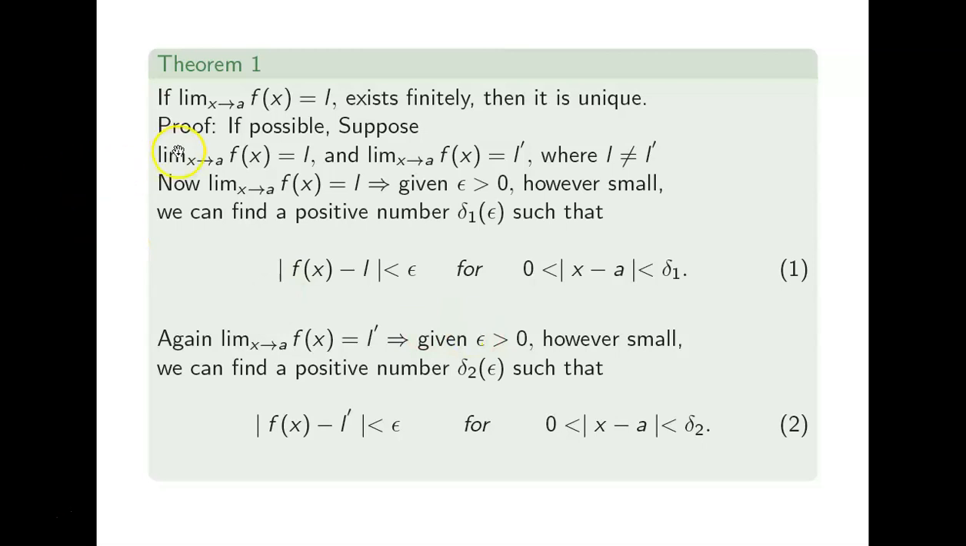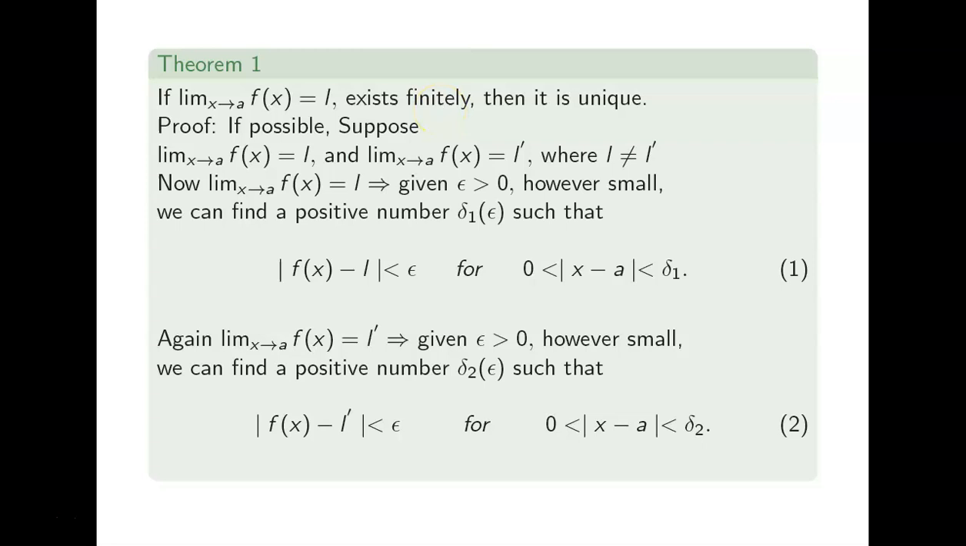Theorem 1 says that if the limit as x tends to a of f(x) is L, and it exists finitely, then this limit will be unique. In this theorem, we are talking about finite limits only. Later on in the coming lectures, we will also be discussing infinite limits, but in this theorem, we are talking about finite limits, right?